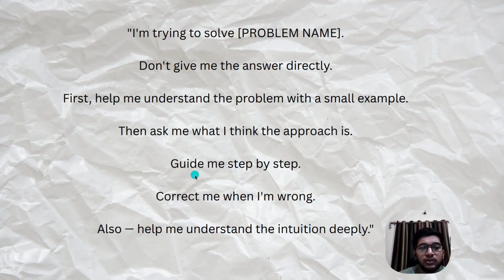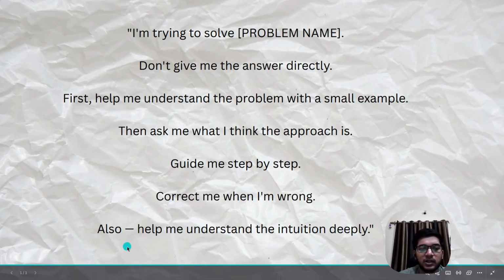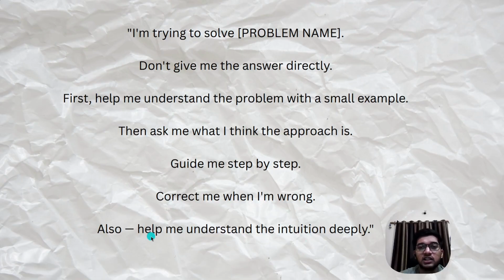In line 5, "guide me step by step." It breaks the solution into small chunks you can actually learn. In the 6th line, "correct me when I am wrong." It gives AI permission to push back, not just agree. Line number 7, "help me understand the intuition deeply." This is what makes the learning stick. Every line has a job. Don't remove any of them. Let me show you this in action.